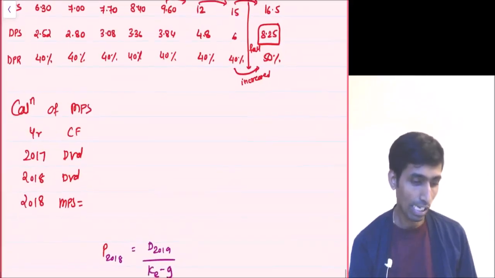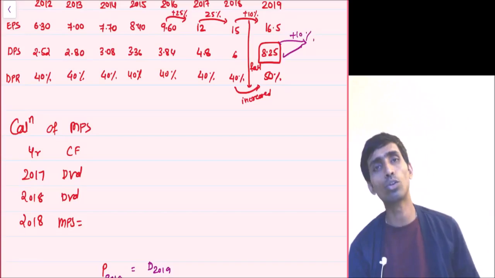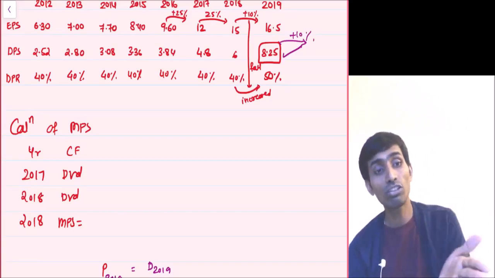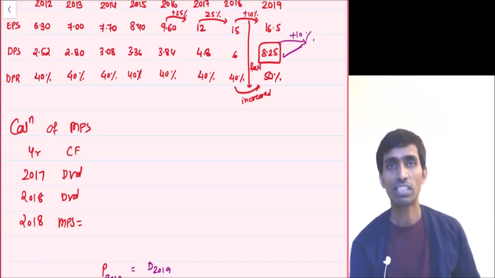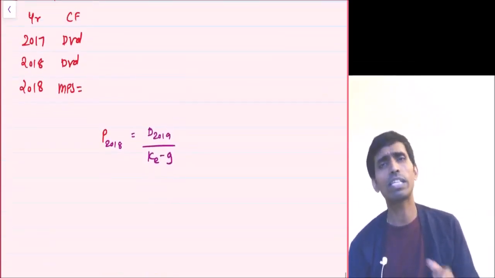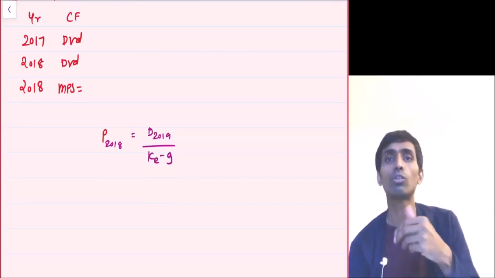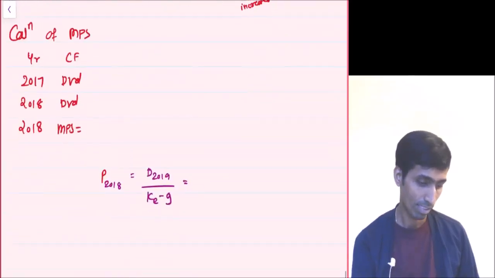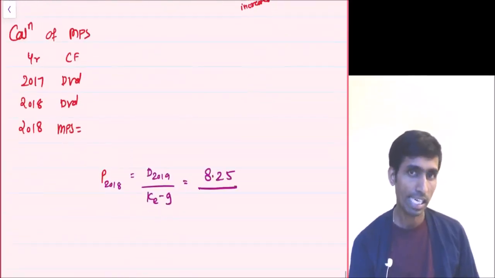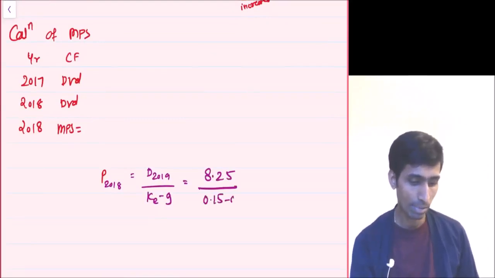This is the dividend, and constantly here it is going to grow by 10%. The G, growth, is growth in what? Growth in EPS, growth in dividend, growth in market price. It is the assumption of Gordon's model. The growth you are talking about is the growth in dividend, the growth in price, the growth in EPS. So if you check here, my dividend was 8.25, KE is 15%, and my growth is 10%, 0.1.